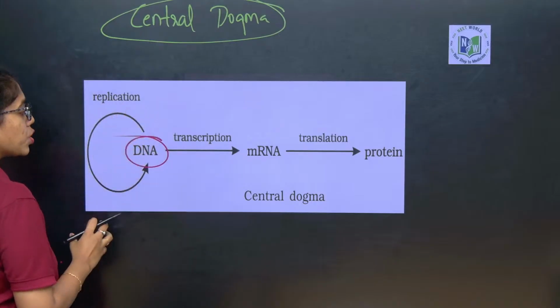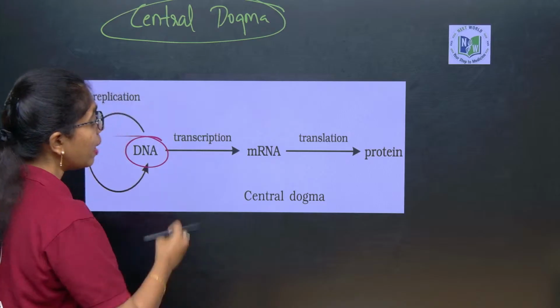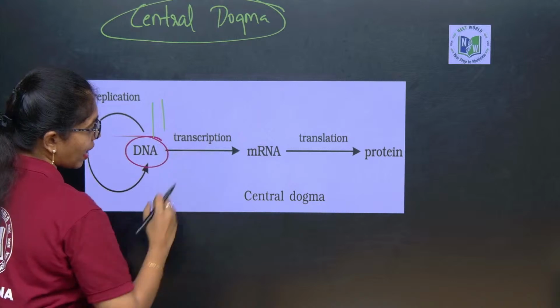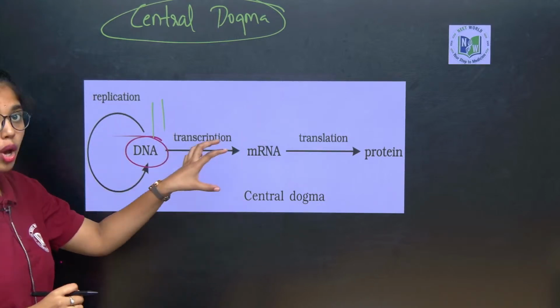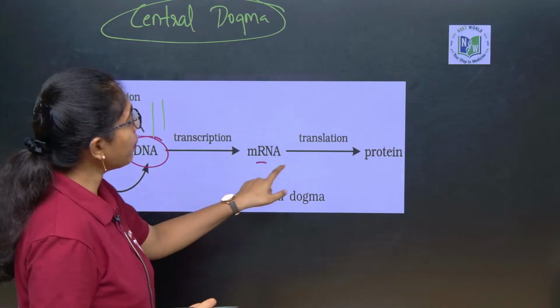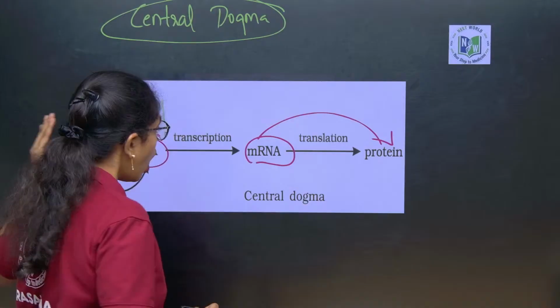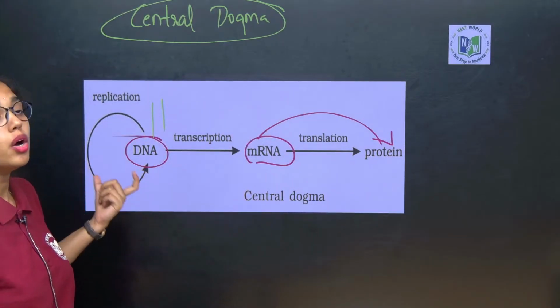For replication we need DNA dependent DNA polymerase enzyme, and once the DNA is replicated, in the transcription process, for this we need RNA polymerase in prokaryotes, and then mRNA is synthesizing proteins. This is translation. All the steps take place in the cytoplasm itself if it is a prokaryote.